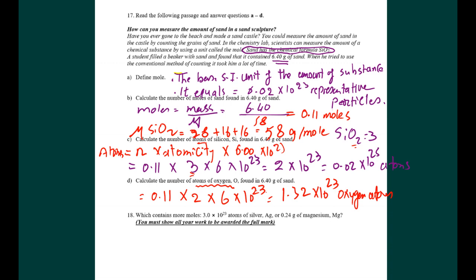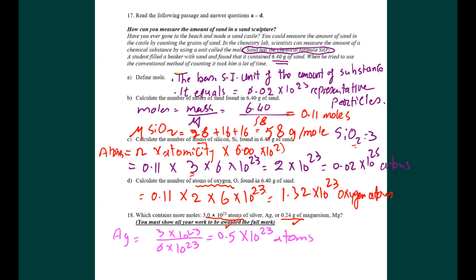Which contain more moles? He gave here atoms and here grams. You need to convert each of them to moles, and then you will be able to compare which contain more moles. First, for silver, Ag, 3 times 10 power 23 over 6 times 10 power 23 equal half times 10 power 23 atoms.